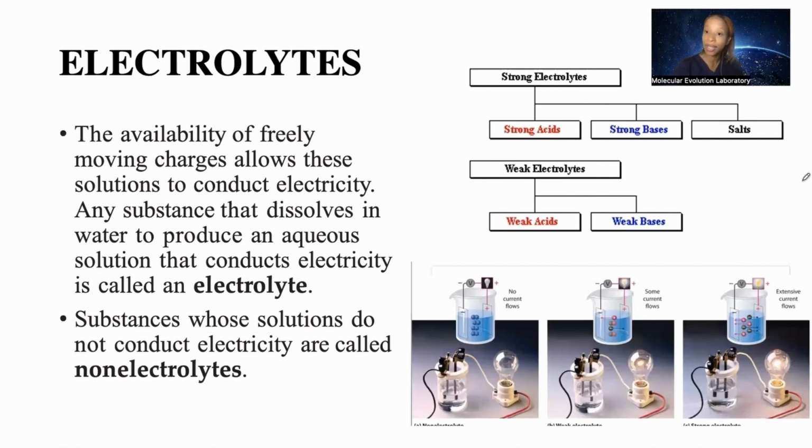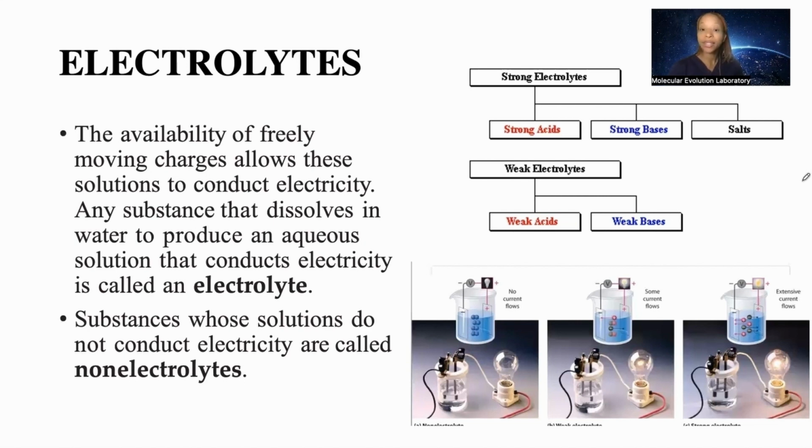Any substance that dissolves in water to produce an aqueous solution that conducts electricity is called an electrolyte. And we already mentioned a few electrolytes from the group 1 elements. Substances whose solutions do not conduct electricity are called non-electrolytes. Electrolytes can be strong, and electrolytes can be weak.